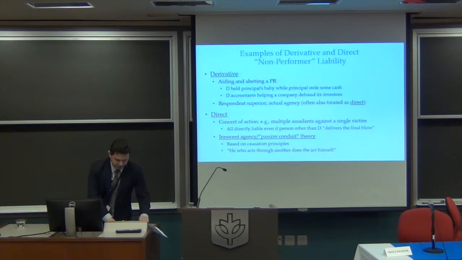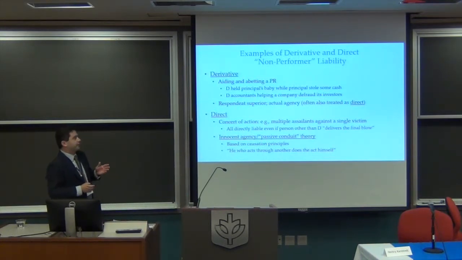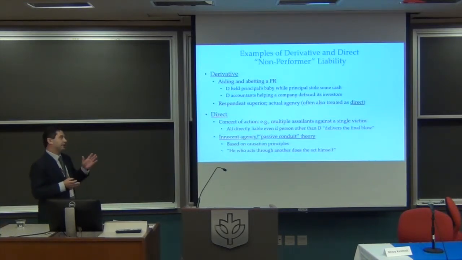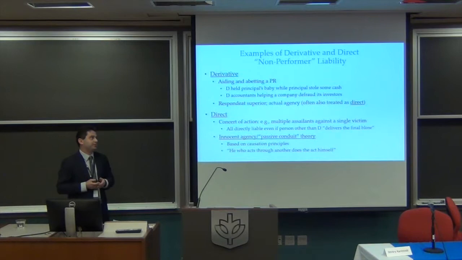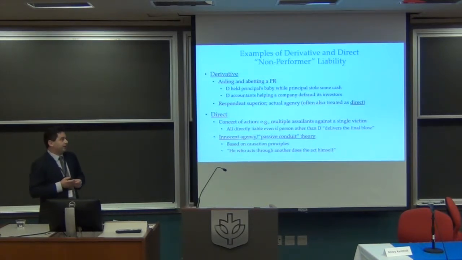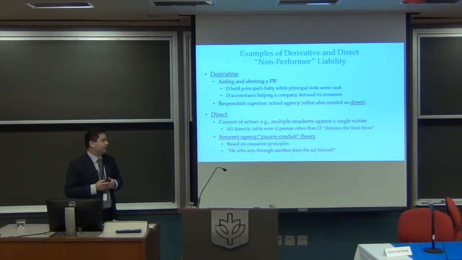So just to give you a few more examples of derivative and direct: classic examples in criminal law include helping a principal, a weird example being holding a principal's baby while the principal stole some cash, a New Mexico case. And in the civil and criminal context, you have accountants helping a company defraud its investors, and respondeat superior, considered to be a derivative theory. Actual agency kind of straddles the line, and is often treated as direct.